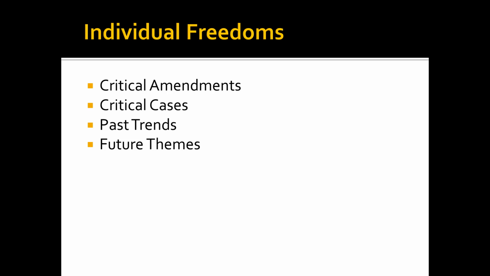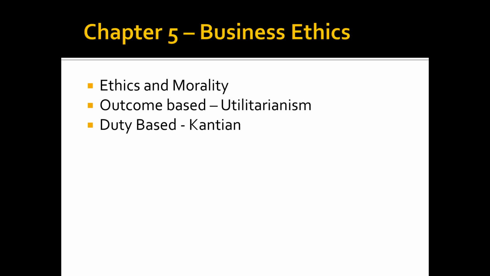When we get to business ethics, this is a little bit shorter chapter. It's still a very important one. We will focus on ethics and morality. Then we'll look at the two major alternative systems that are discussed ethically in your text: utilitarianism and basically duty-based or Kantian philosophy. So we're going to define ethics as the practical application of morality. Then we're going to look at how ethics is applied in business and whether it is or is not important.